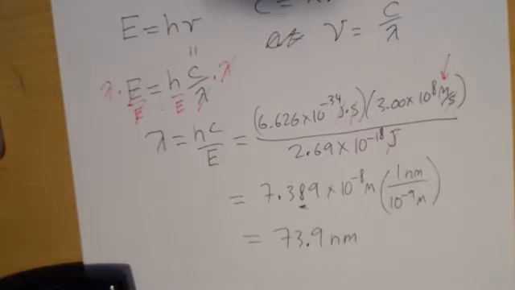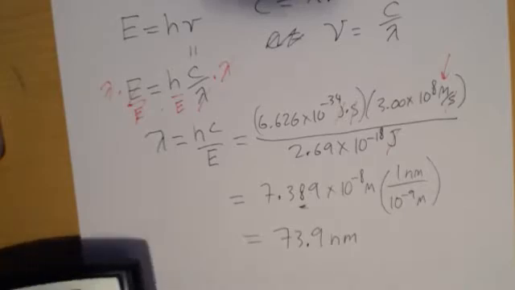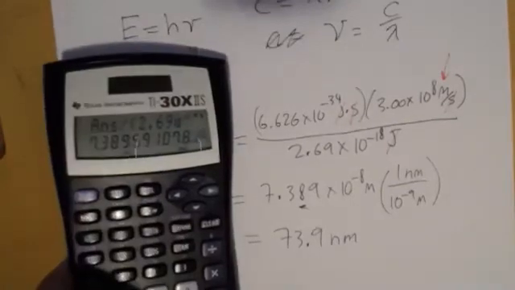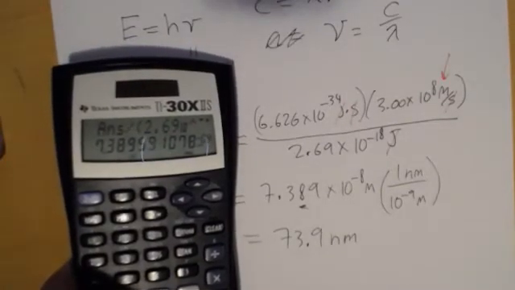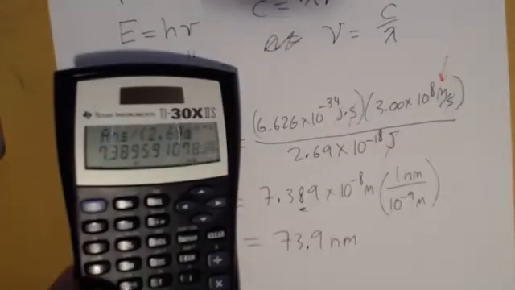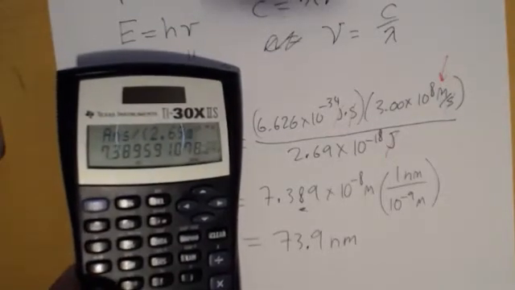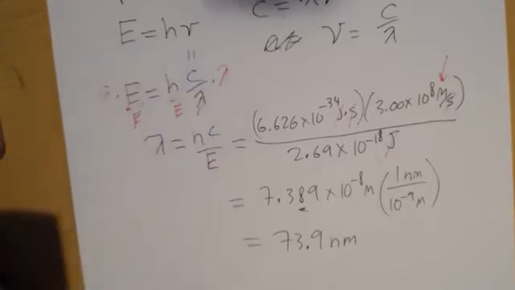Could you start with the 7.389 times 10 to the negative 8? Because mine didn't show that on the calculator. Can I see the calculator again? You want me to calculate it again? No. You could just leave it like that. Yeah. Okay, that's fine. Okay.